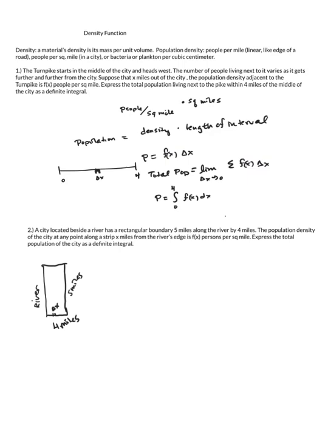Okay, so you can see that x is going from, well, first let's just talk about the density function. So the population would be the density, which is persons per square mile.